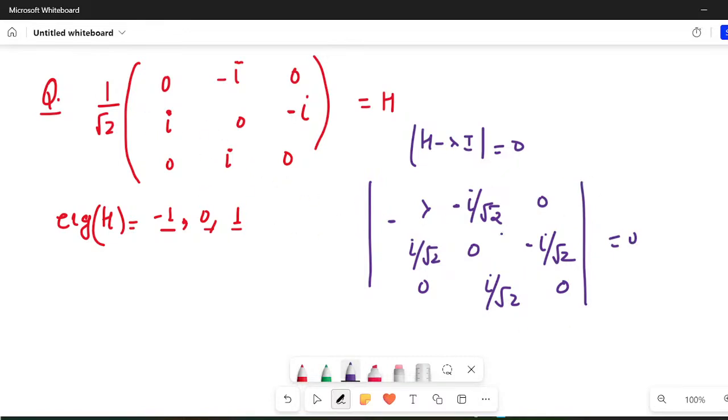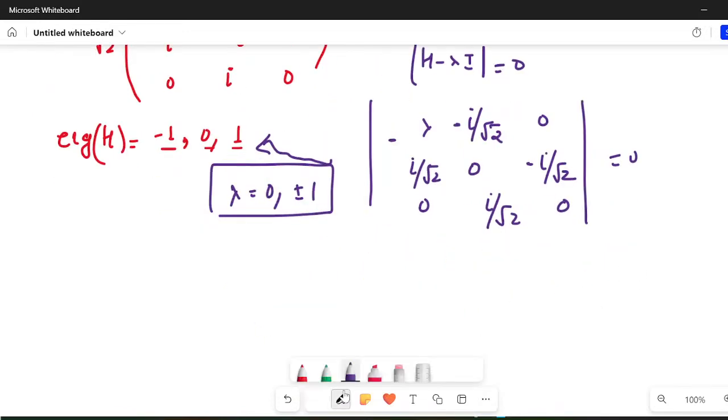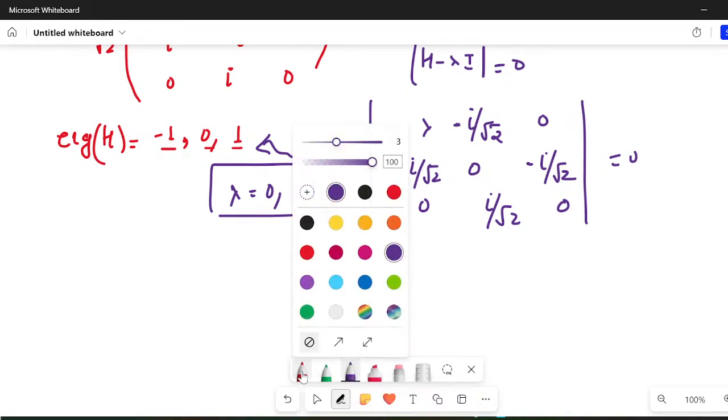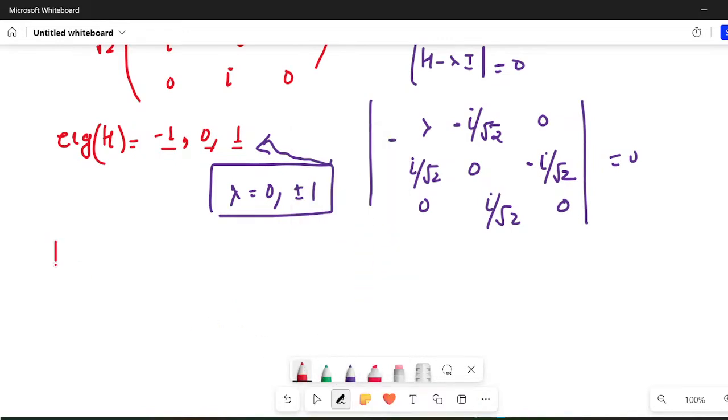Now I think this is something you can do on your own, so I'm not doing it for you. You'll get eigenvalues lambda equal to exactly what the students Anshul and Rajat have written: 0 and plus minus 1. Now corresponding to these eigenvalues, we can always have eigenvectors. Let us now test our theory, because whatever theorem I have given you, I have not proven for you. So now let us test our theory.